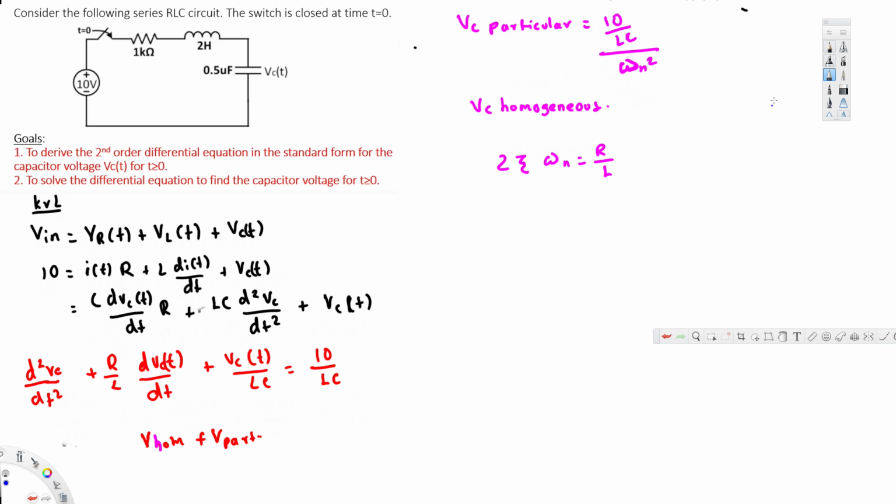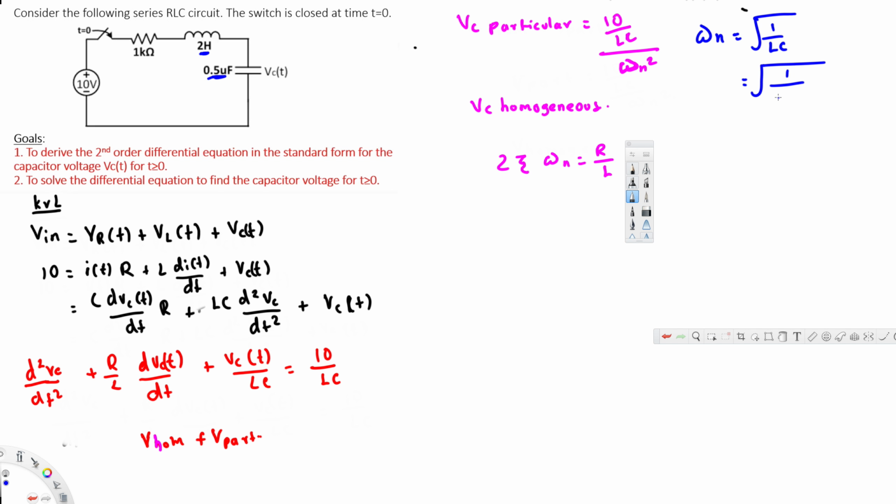To find the omega n value, we use this equation: omega n is equal to square root of 1 over LC. We know the inductance and the capacitance, that's here. Our inductance is 2 henries, capacitance is 0.5 microfarads. So this is going to be 1 over the inductance, that is 2, times the capacitance, 0.5 micro, which is 10 to the power minus 6, and this becomes 10 to the power of 6 divided by 1, because 2 times 0.5 is 1 in the square root. So this is going to be just 10 to the power of 3, right?